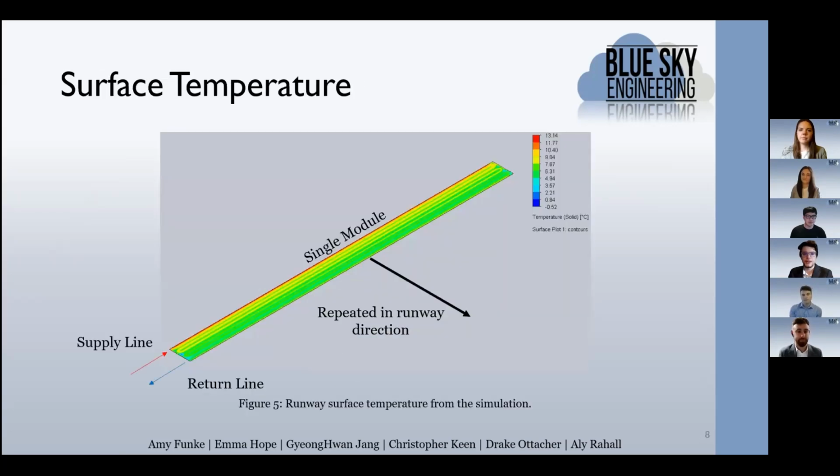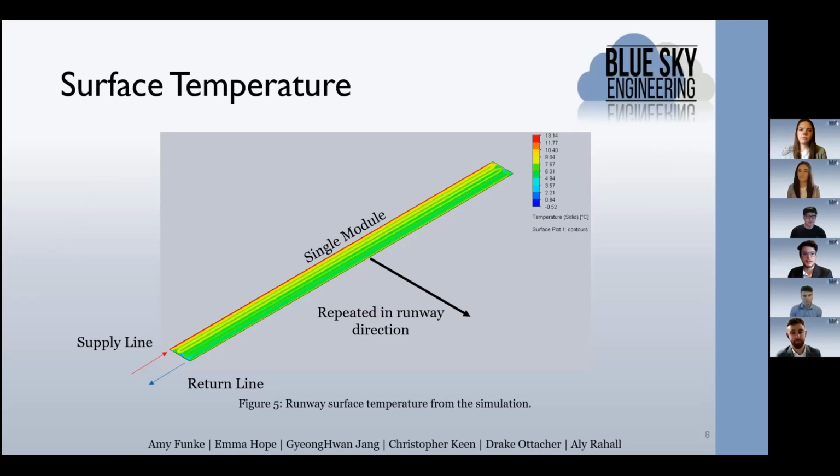A conjugate heat transfer simulation was prepared to analyze the temperature distribution above a single module, and a parametric study in which mass flow rate, pipe diameter, and pipe spacing were varied was carried out to optimize the pipe configuration underneath the runway. In general, the temperature was observed to remain relatively constant along the 15-meter length of a module. However, it was observed to also vary across the width of the module.